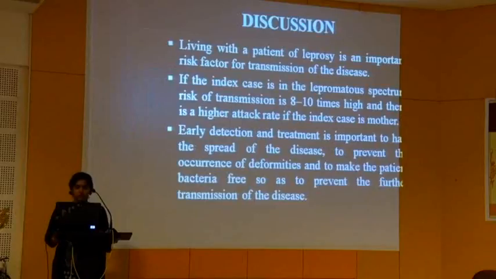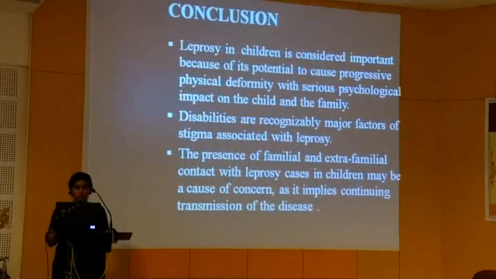Discussion. Living with a patient of leprosy is an important risk factor for the transmission of the disease. If the index case is in the lepromatous spectrum, the risk of transmission is 8 to 10 times higher, and there is a higher attack rate if the index case is the mother. Early detection and treatment is important to halt the spread of the disease, to prevent the occurrence of deformities, and to make the patient bacteria free so as to prevent further transmission of the disease.